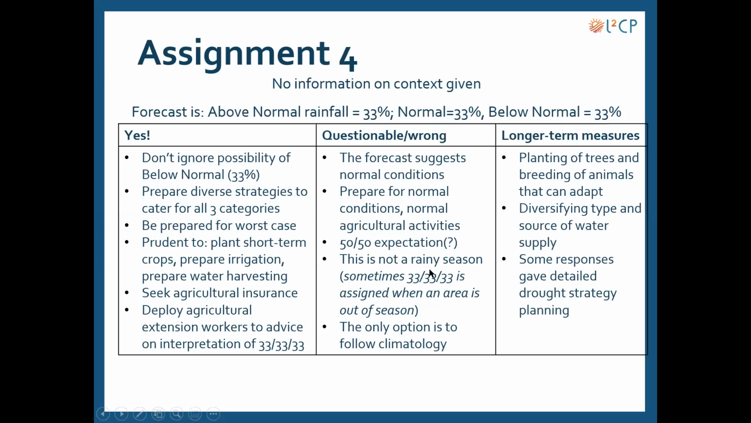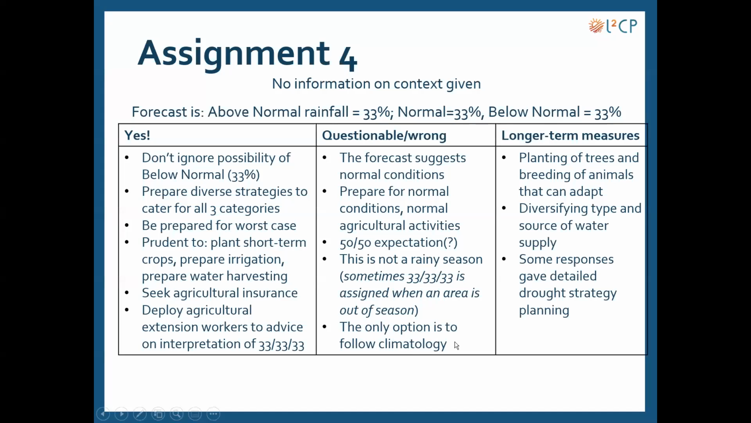Another response was, this is not a rainy season. Now, it is true that sometimes forecasts where there is no rainy season are expressed 33, 33, 33. But we should remember that it could be still a wet season coming up, and you could still have, if there is a lot of uncertainty, 33, 33, 33. So it doesn't necessarily mean that there is no rainy season in the period coming up.